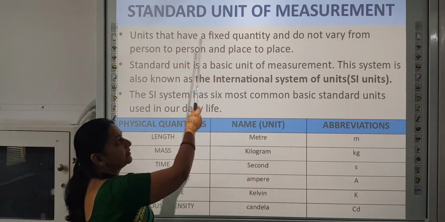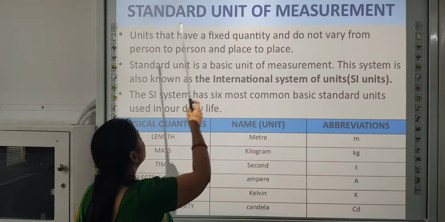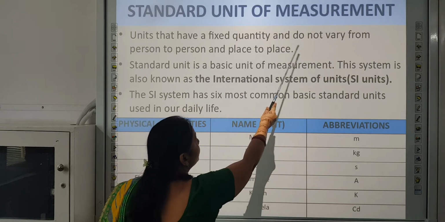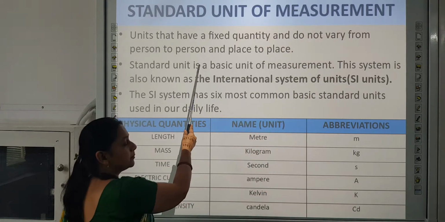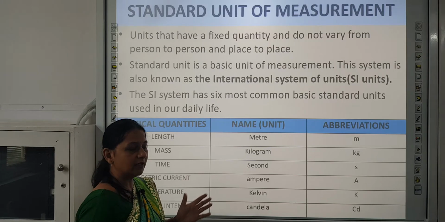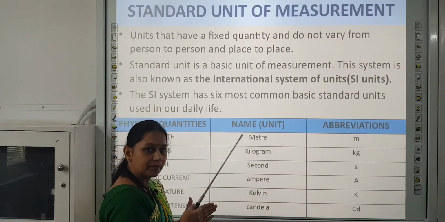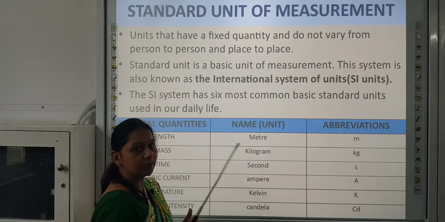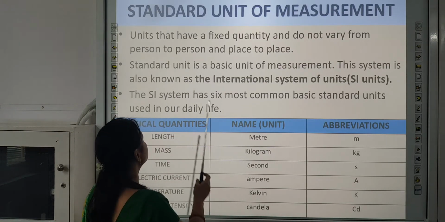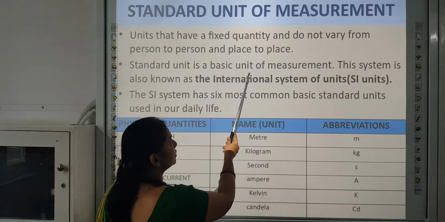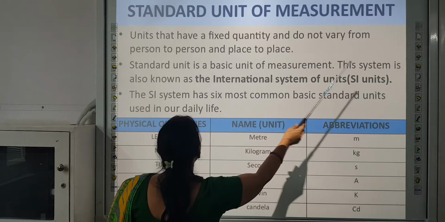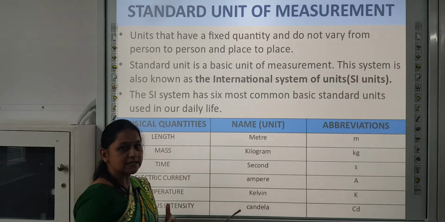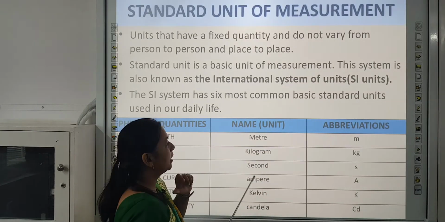Now we have some standard units of measurement. What are the standard units? Units that have a fixed quantity and do not vary from person to person. As in the case of handspan, we had measurements varying from person to person. But these units do not vary from person to person or place to place. Standard unit is a basic unit of measurement. This system is also known as the International System of Units, which we consider as the unit system of measurement.